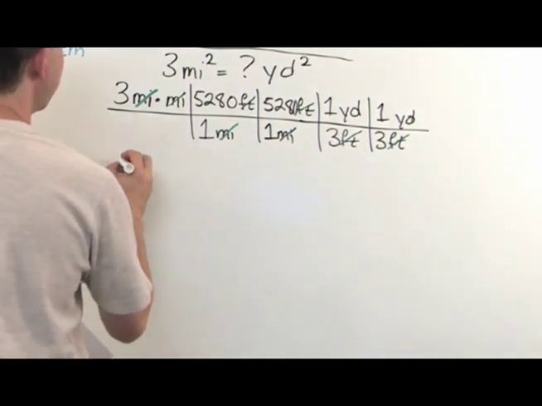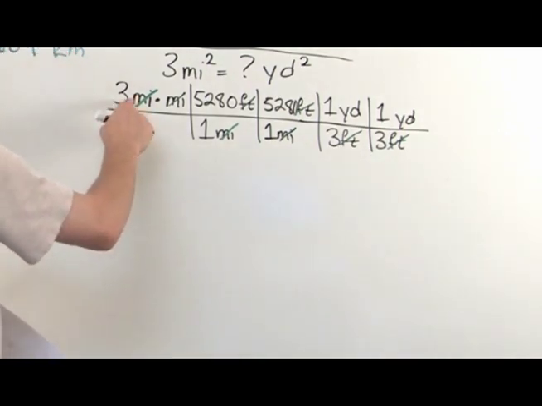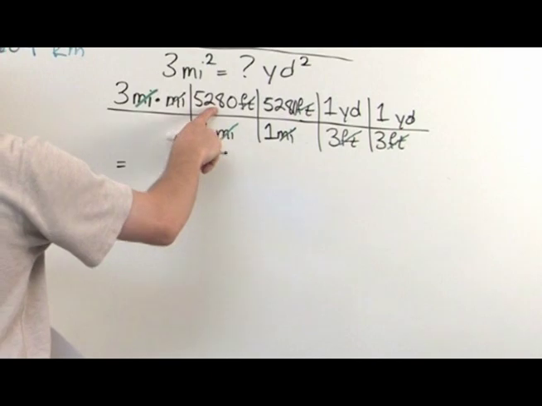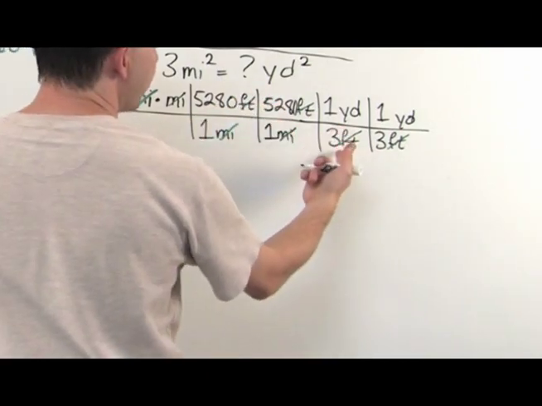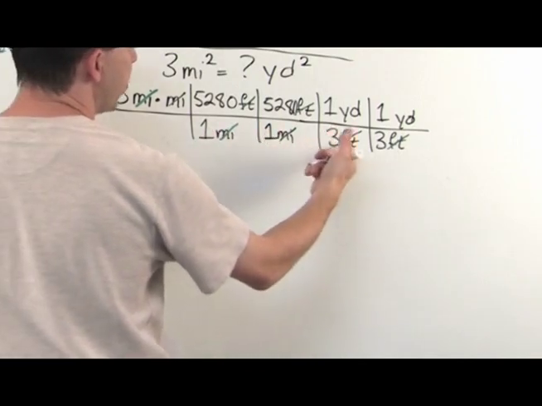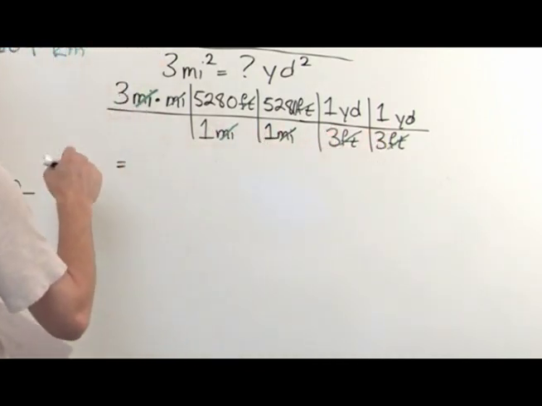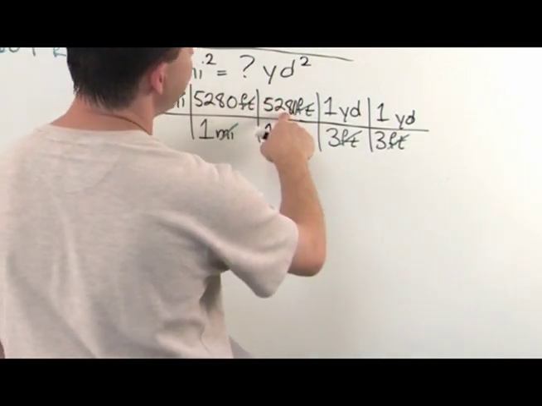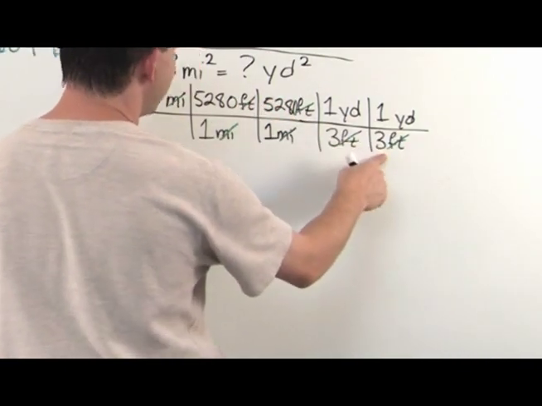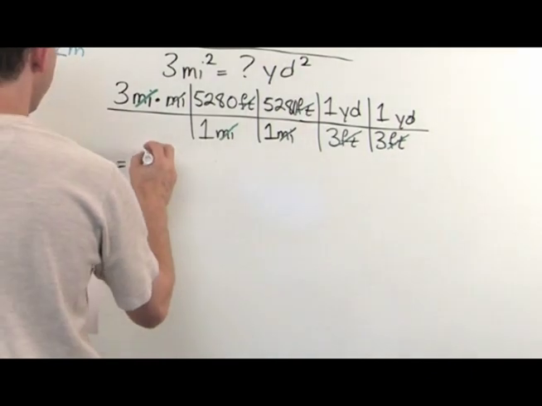So all we have to do in the end, 3 times 5,280 times 5,280, okay? And of course we got 1, 1, 3, and 3 on the bottom. So what you're doing here to get the answer is 3 times 5,280 times 5,280 divided by 3 again. What you're going to get is a very big number.